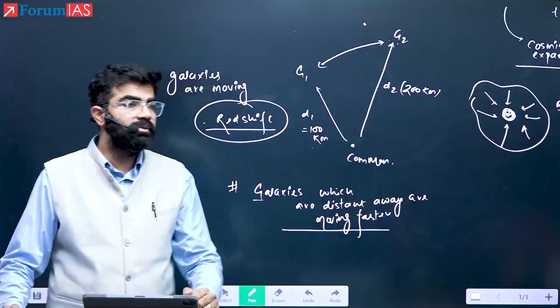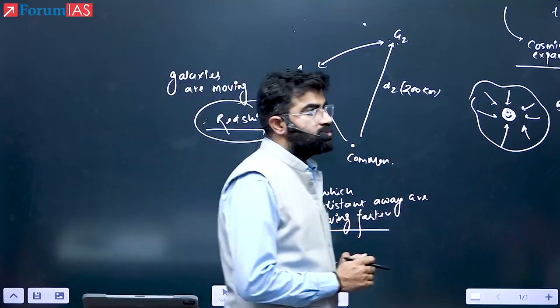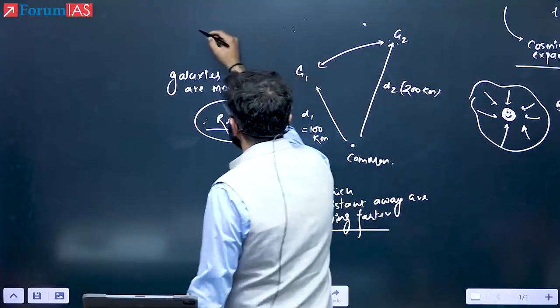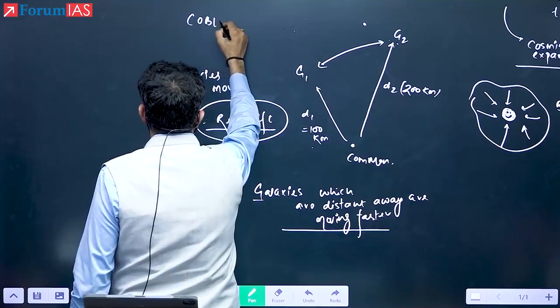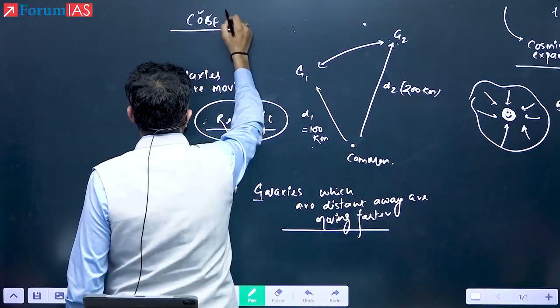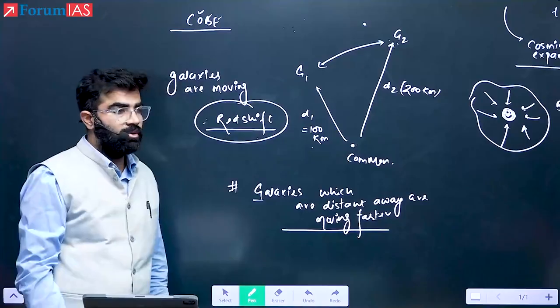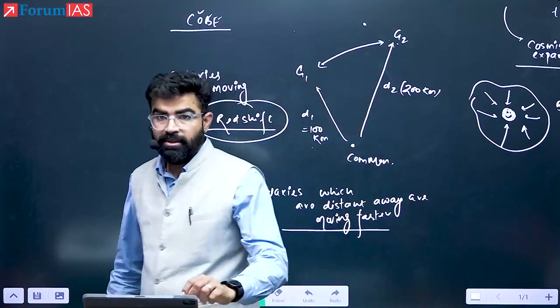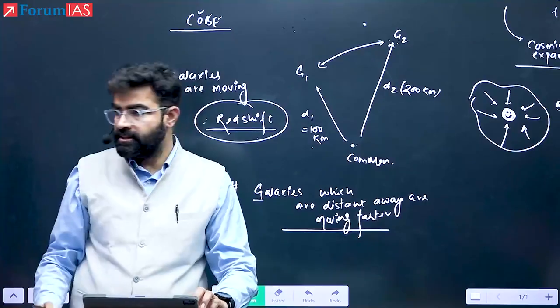Third one that you will write down, the experiment which was conducted, that is the COBE experiment. Have you heard this name? COBE, C-O-B-E. That is the Cosmic Background Explorer experiment. Write down the COBE experiment and its findings.